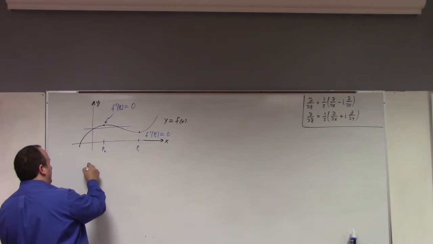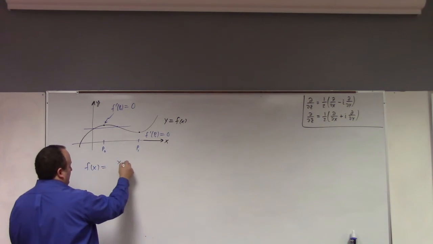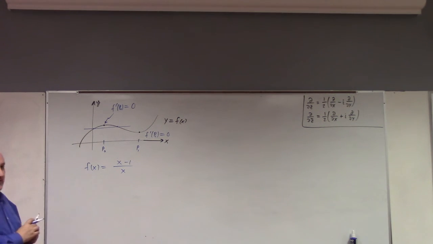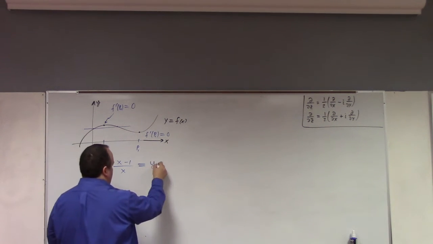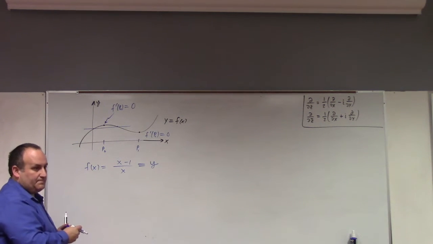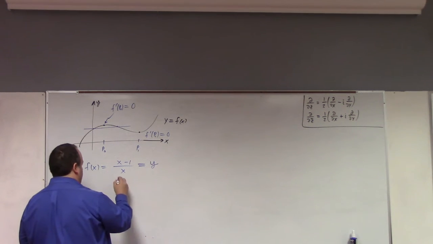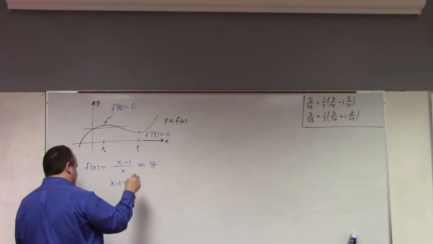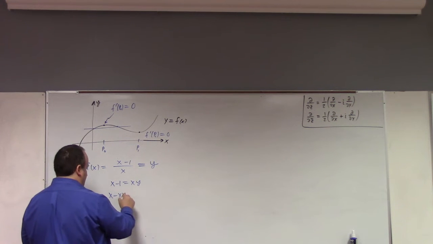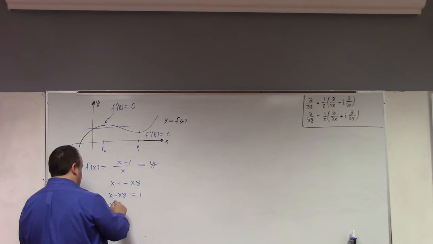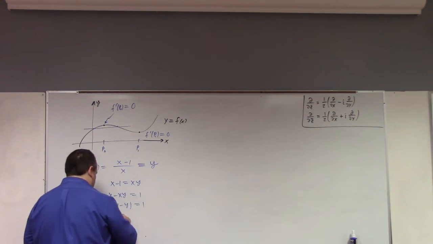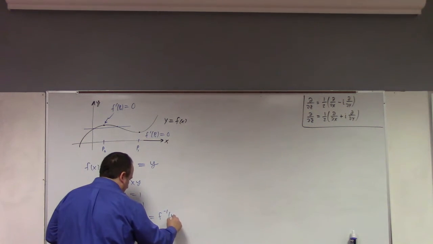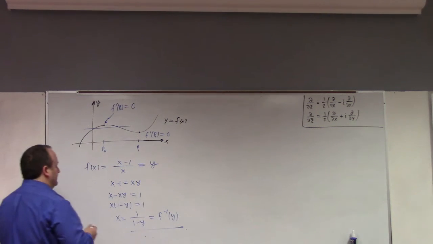Like, if you have f of x equal to x minus 1 over x, and you want to invert it, what do you do? Solve for x. Right, we'll set it equal to y and solve for x. That's right. So, that gives us x minus 1 is equal to xy, which gives us x minus xy equal to 1, which gives us x times 1 minus y equal to 1, which gives us x is equal to 1 over 1 minus y. Lo and behold, that's f inverse of y. Right.